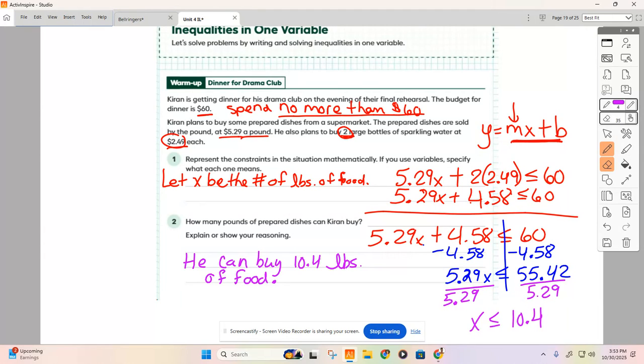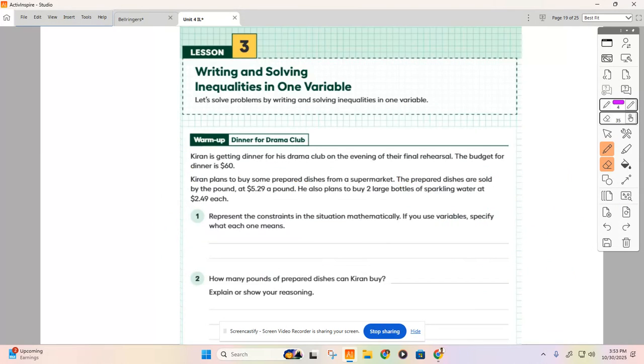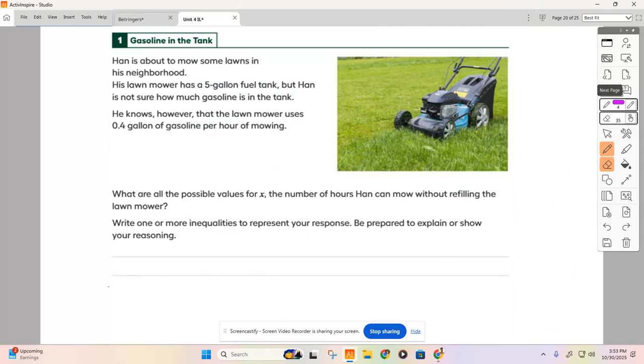So the more equations like this we set up and do, the easier it's going to get. So let's look at our next one. Han is about to mow some lawns in his neighborhood. His lawnmower has a 5-gallon fuel tank, but he's not sure how much he has in it. He knows that his mower uses 0.4 of a gallon per hour. I see that "per" again, so I'm thinking about my slope and my rate of change. What are all the possible values for x, which is the number of hours that Han can mow without refilling the lawnmower? Write one or more inequalities to represent this response.